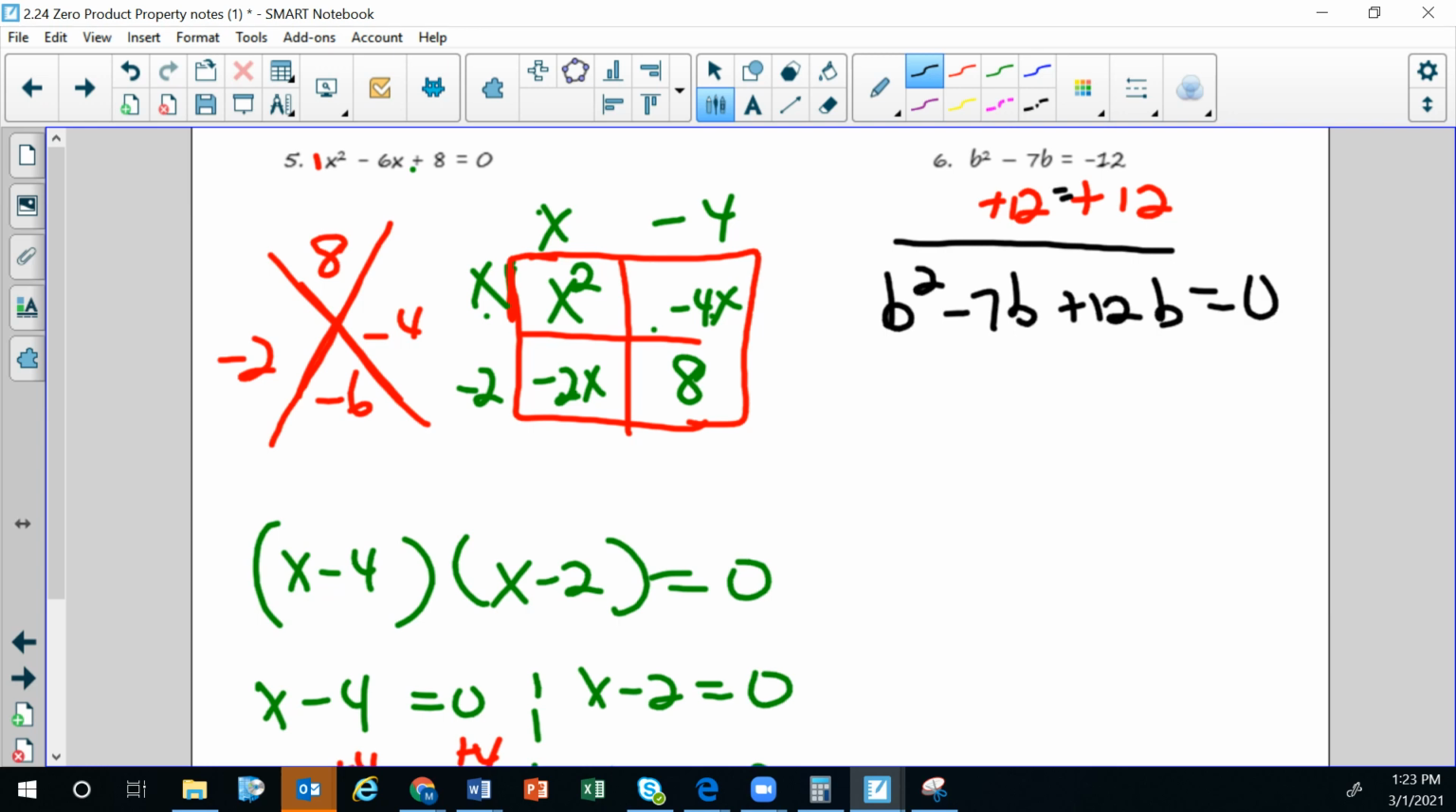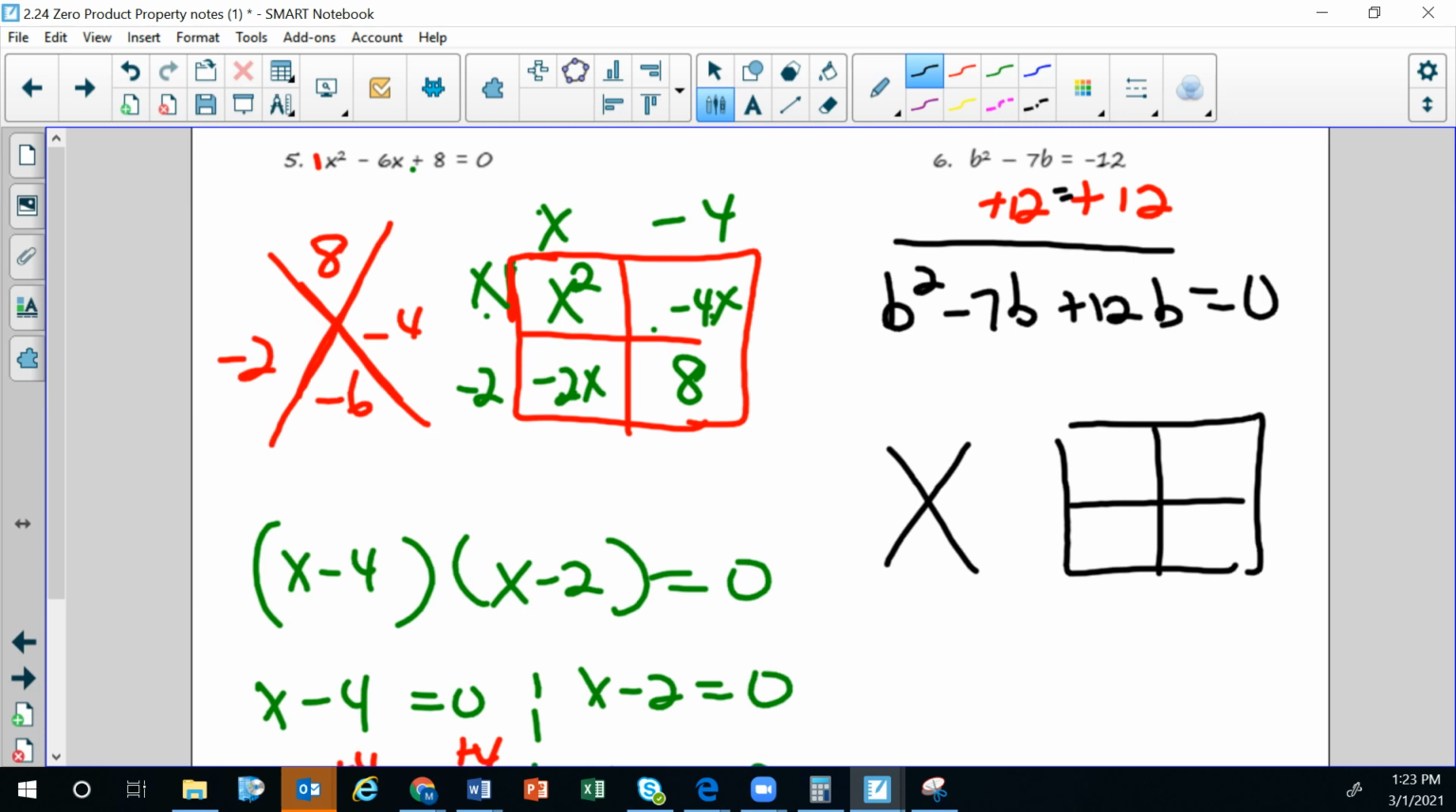So now I can factor my equation. If I use the x box method, I got a little bit smaller on this side, so I don't have much space. Again, my first box is going to be b squared. My last box is going to be 12. It should be 12, not 12b. And so I need to find what goes in these two corner boxes.